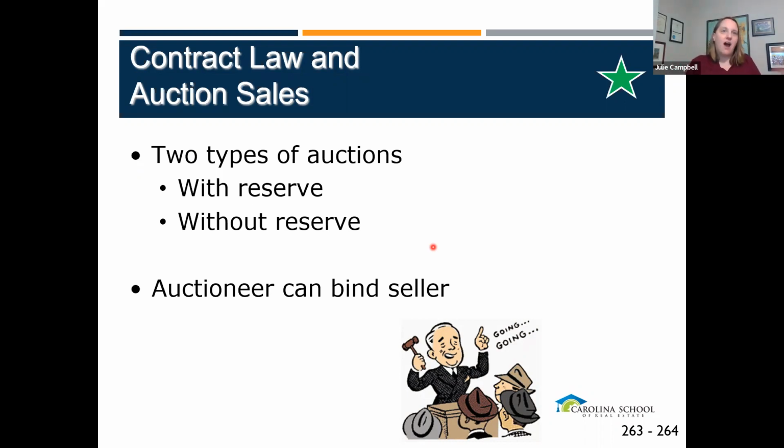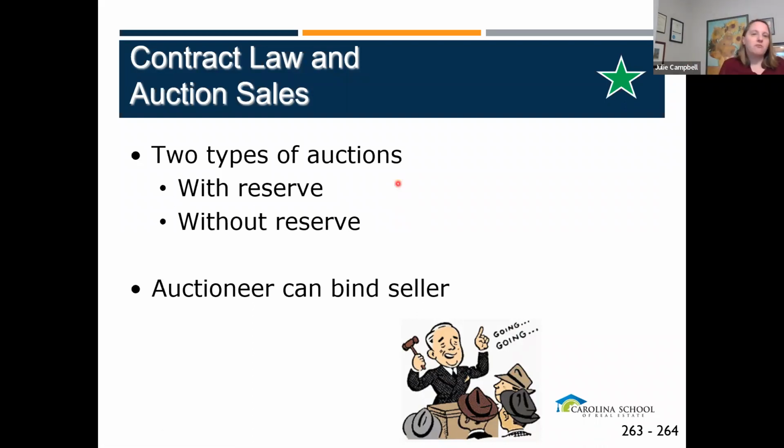The seller hires the auctioneer to sell their property at an auction. People may bid online. They may show up in the front yard and everybody stands there in the front yard and bids for the property. If the seller chooses to go with the auctioneer, their agency agreement is with the auctioneer. There are two types of auctions. There are auctions with reserve. There are auctions without reserve.